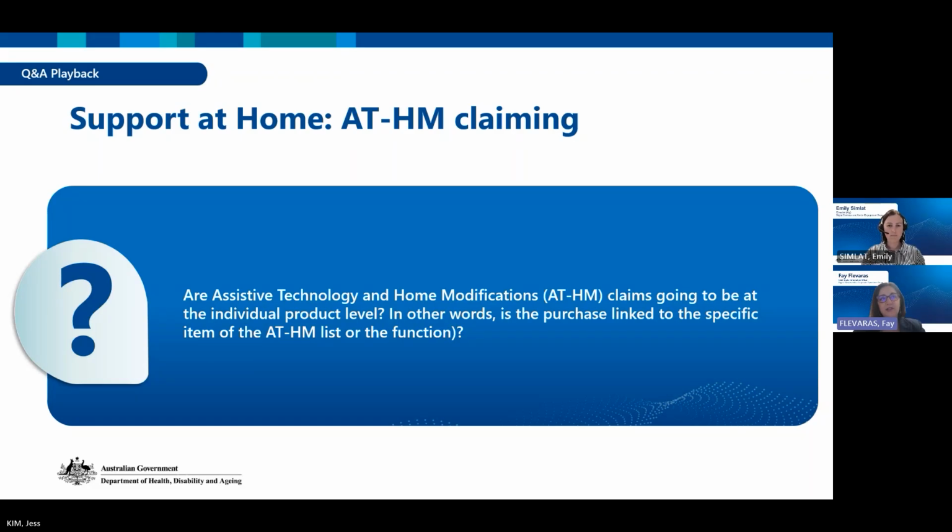Excellent. Okay, sticking with Support at Home, are AT and HM claims going to be at the individual product level? In other words, is the purchase linked to a specific item of the ATHM list or the function? Yes, so claims will be at the individual product level, which means that each purchase will be linked to the specific item on the ATHM list rather than just the function. This detailed level of claiming ensures that each item is accurately tracked and accounted for.